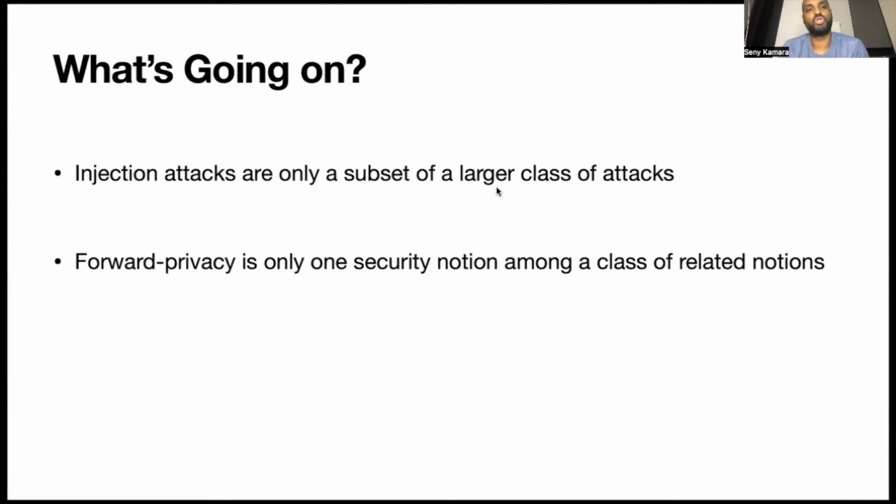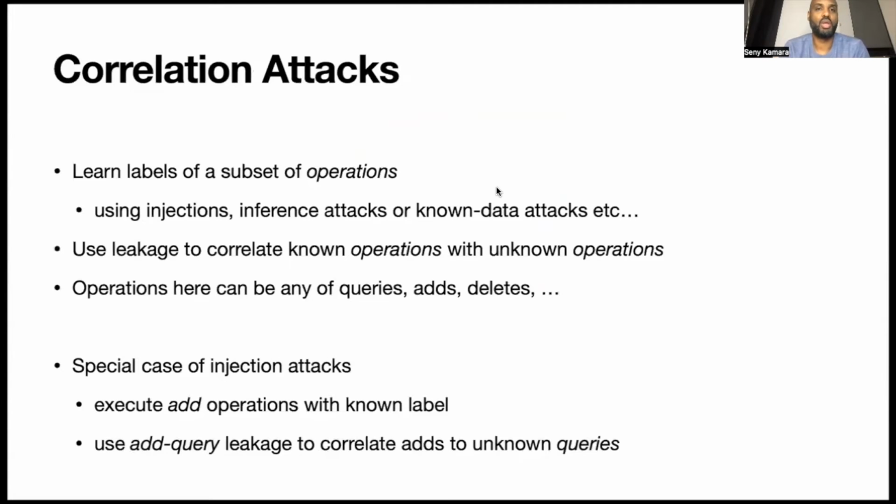So what's going on? Essentially, injection attacks are only a subset of a larger class of attacks, and forward privacy is only one security notion among a class of related notions. And so one of the things that we do in the paper is we introduce the notion of a correlation attack.